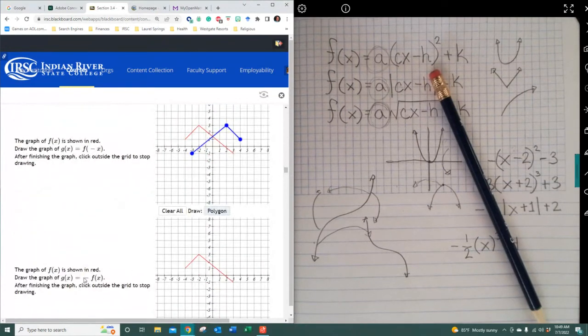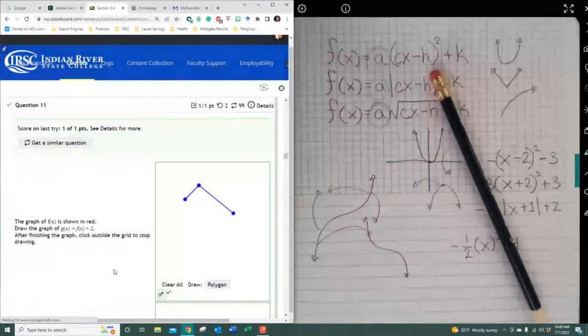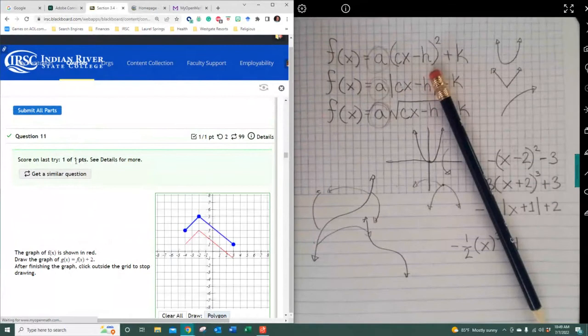All right, and then this one's reflecting about the x-axis. So put it over here. I just moved that one down here, okay? And then I'm going to go ahead and put it over here, because this one right here is moved over here. And then I'm going to put this over here. And that's it. And then I'm going to submit all parts and get it all completely right.